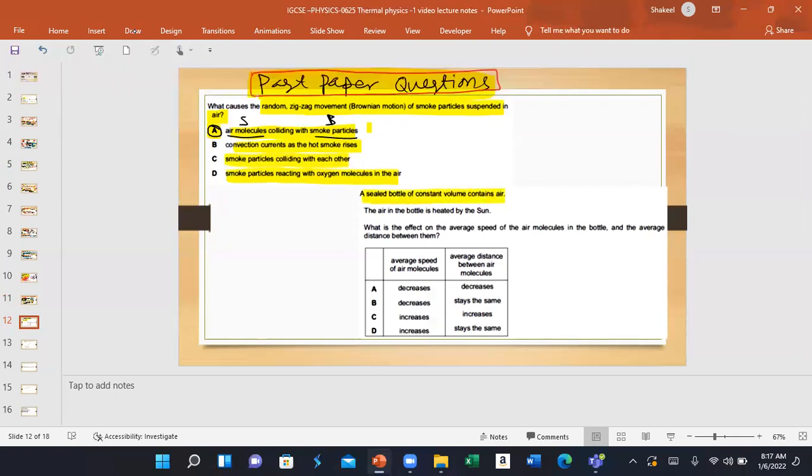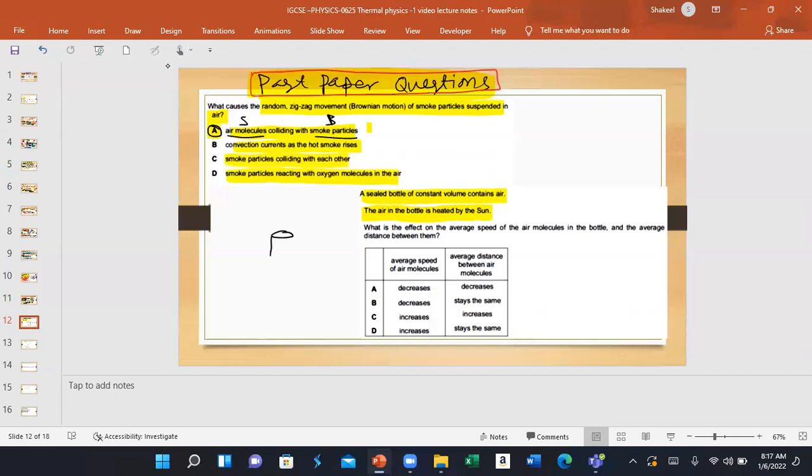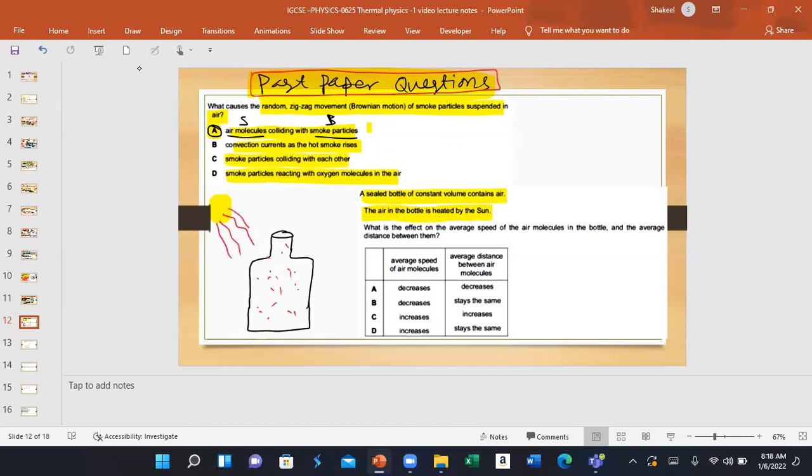A sealed bottle of constant volume contains air. The air in the bottle is heated by the sun. So let's say there is a sealed bottle, and this bottle has a lot of air particles in it. You put that in the sun, in the sunlight. From the sun, infrared rays or heat radiations are coming, penetrating through the glass, and then the air becomes warm. When the air becomes warm, the air particles start moving more vigorously.